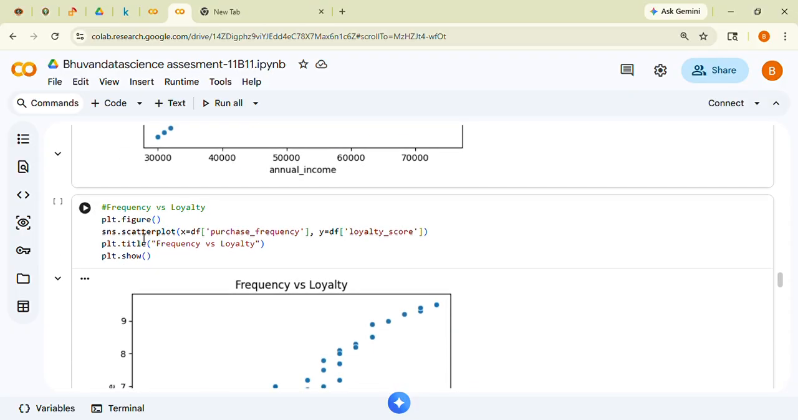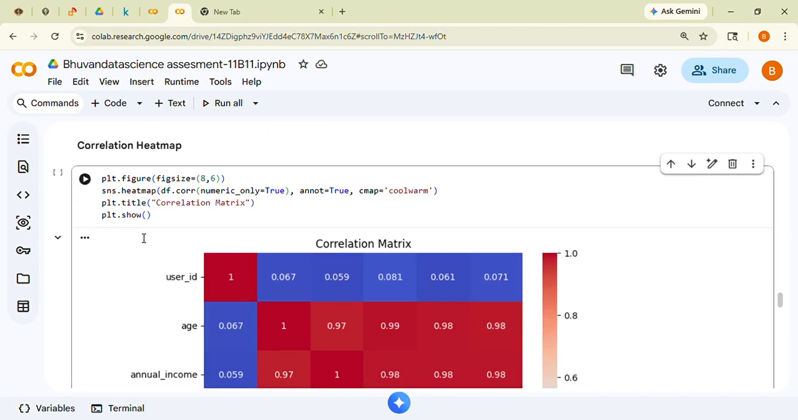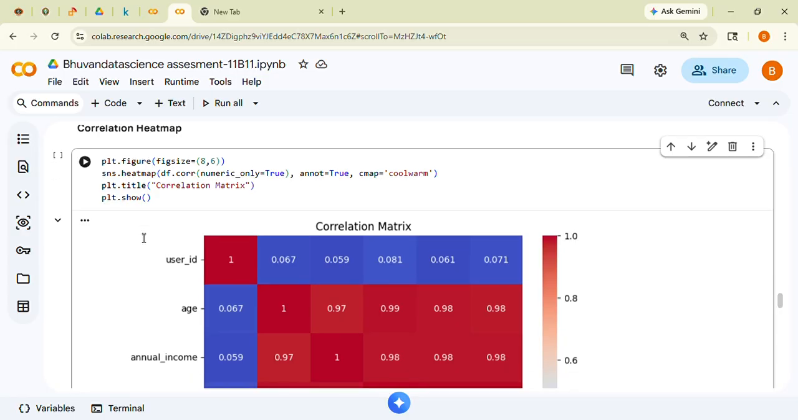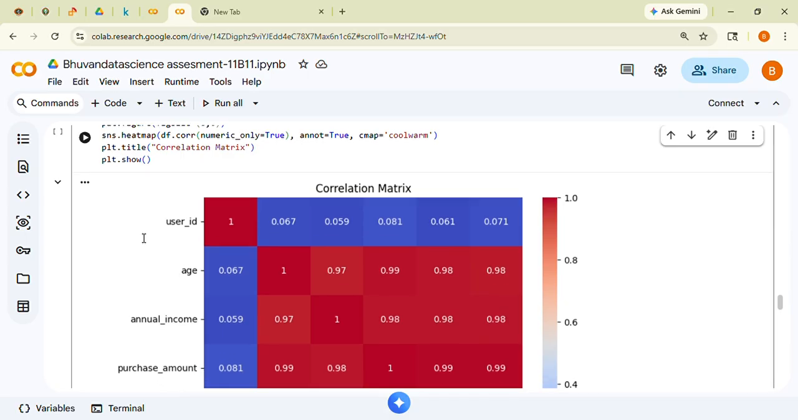Next, I moved on to correlation heat map. I also plotted correlation heat map to see how features are related. It shows strong relationship between purchase amount, loyalty score, and frequency. This means frequent buyers are also more loyal and tend to spend more.